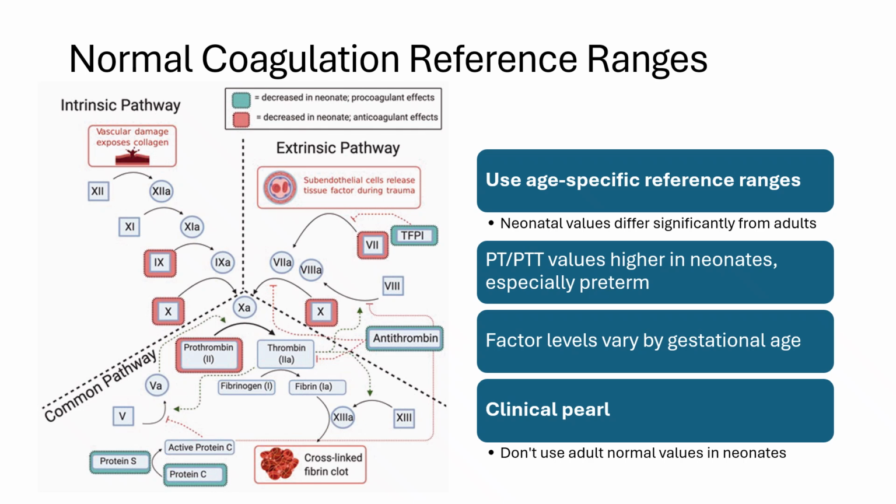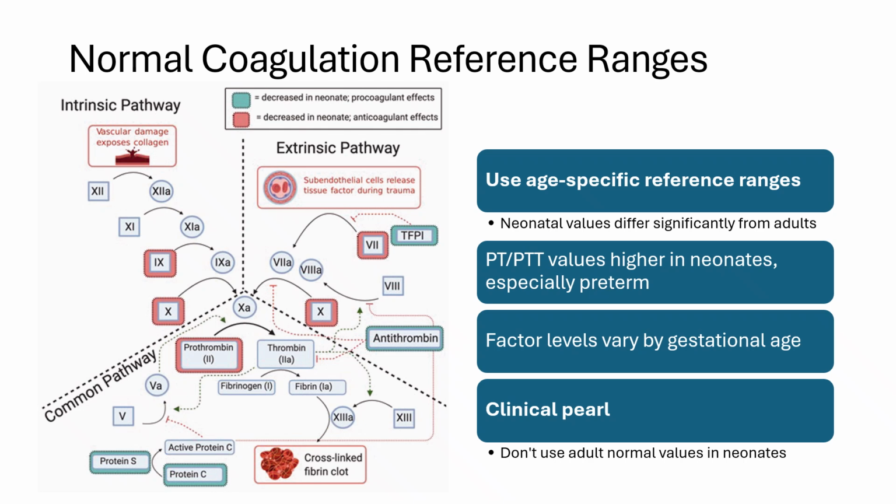The intrinsic pathway demonstrates marked prolongation of activated partial thromboplastin time in neonates, reflecting the reduced levels of factors 11 and 12 and contact factors. This prolongation is physiologic and does not indicate bleeding risk in healthy neonates. The extrinsic pathway shows minimal prolongation of prothrombin time, as factor 7 levels, while reduced, are sufficient for normal function.